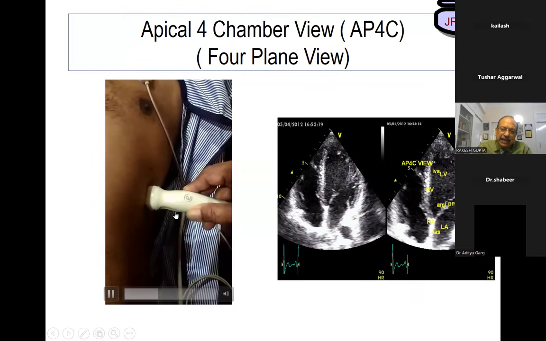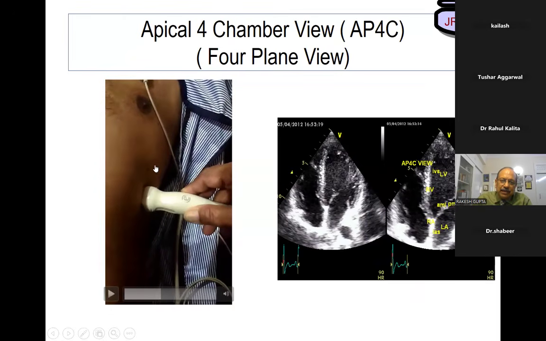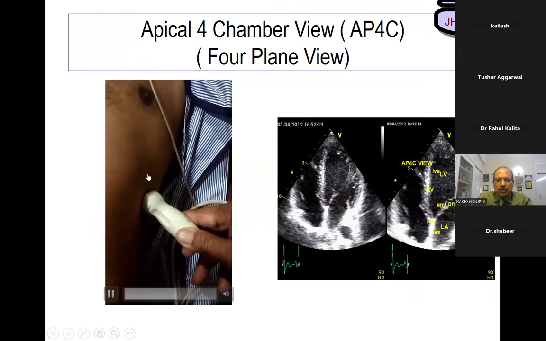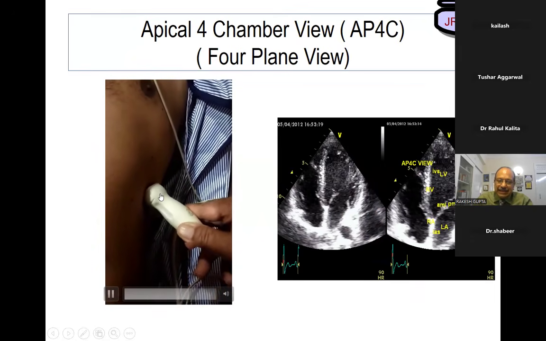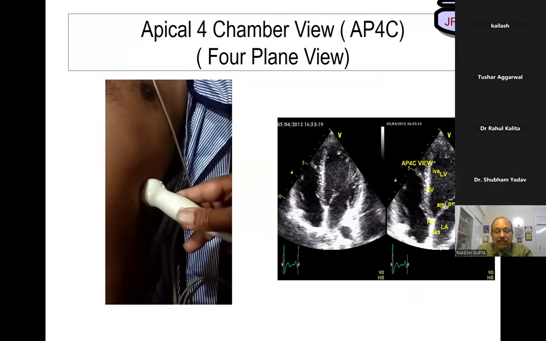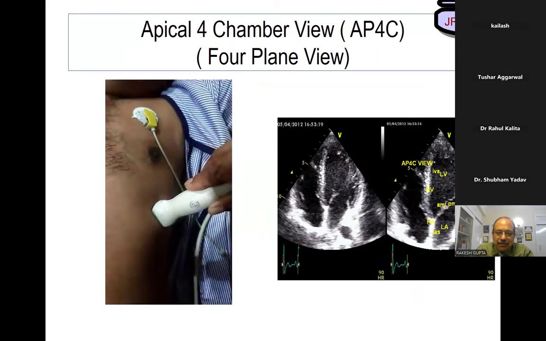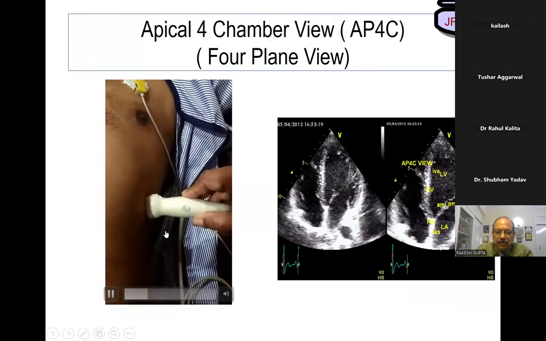Apex. And if I hold this probe over here, this will be truly a 3-chamber view. What we have done? We have moved from the left parasternal window to the apex. Now see it again. I always teach my students how to do it first. Right from here, just slide to the left fifth intercostal space. Hold it.